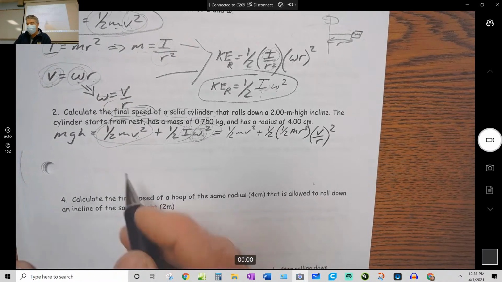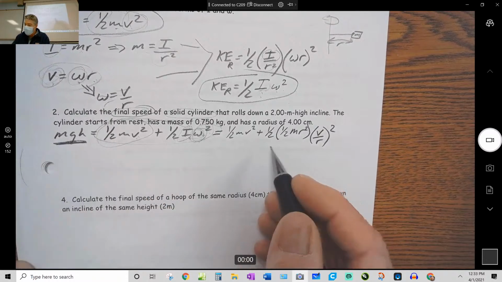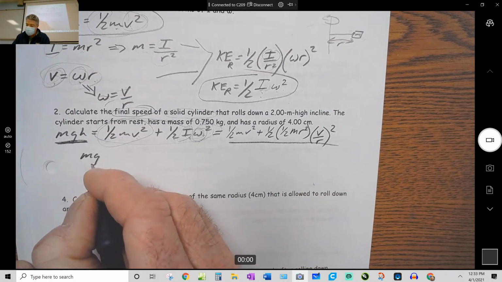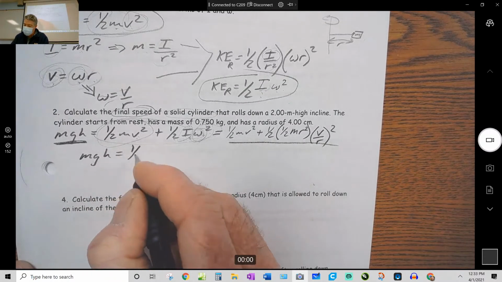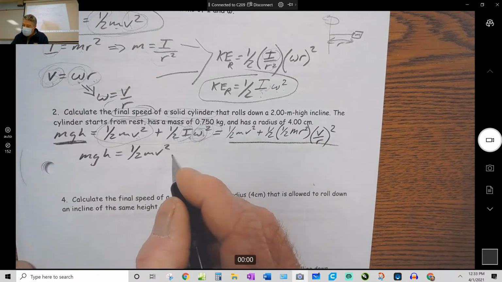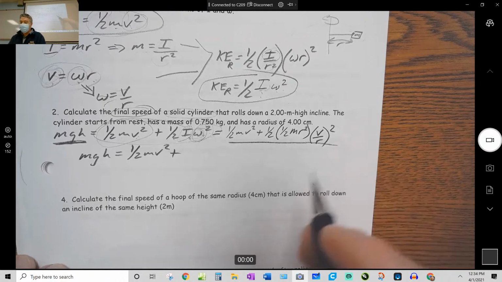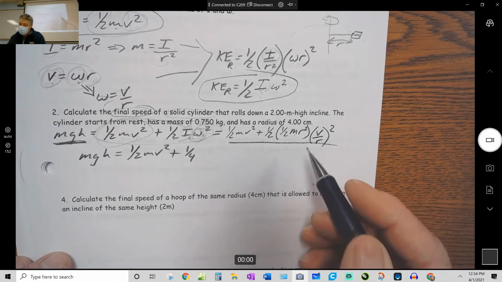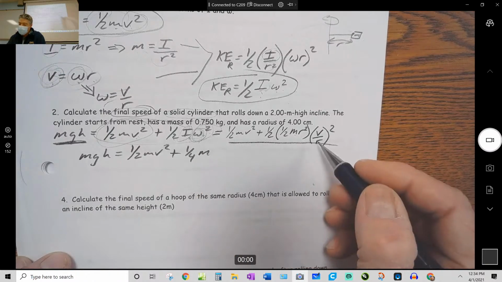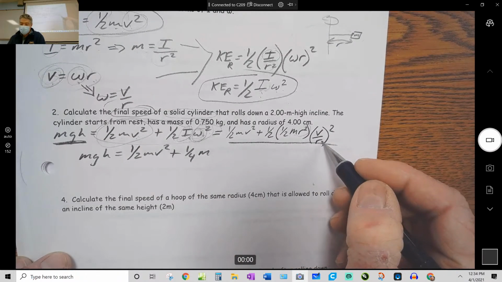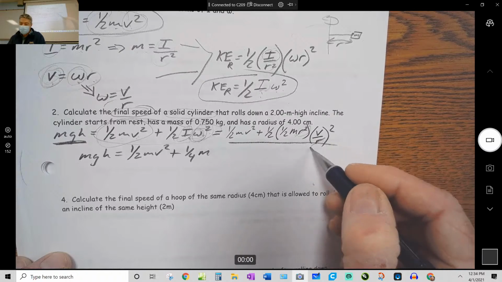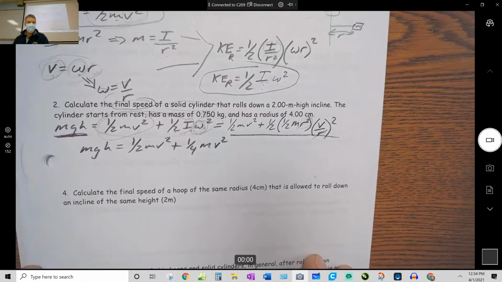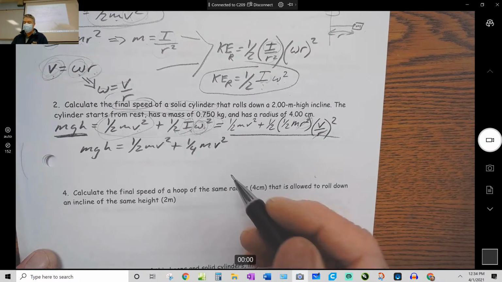So really, my whole equation is mgh equals all this stuff. So let me write that again. mgh equals 1/2 mv squared plus, now simplifying this, 1/2 times 1/2 is just 1/4. And I've got an m in here. It's all by itself. But then there's r squared on the top, and there's going to be an r squared on the bottom, so the r's cancel, and I get v squared. So this is looking much simpler.